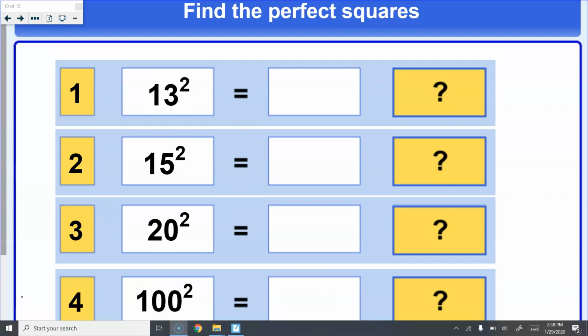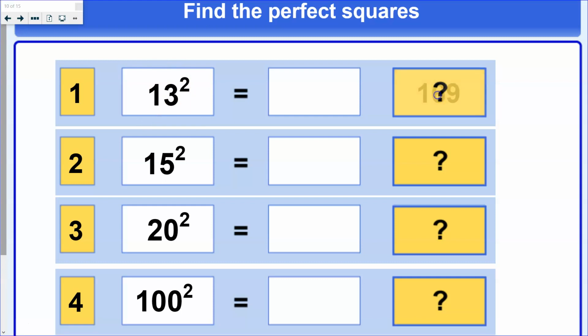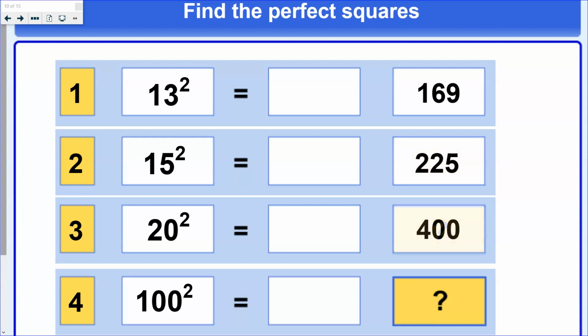Okay, quick activity here of finding the perfect squares. So here's that exponential notation. 13 squared, I'll just do these real quick and give them away, is 169, so 13 times 13. 15 squared, 15 times itself, is 225. 20 squared will be 400, and 100 squared is going to be 10,000.